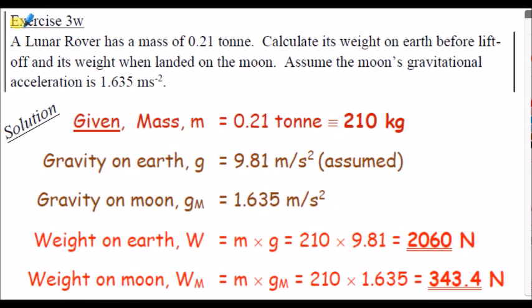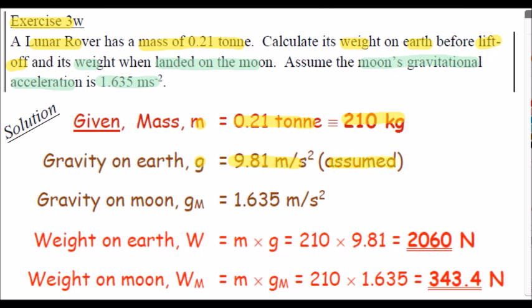Exercise 3 is our lunar rover. Initially had a mass of 0.21 tons. We've got to calculate its weight on Earth before liftoff, and then the weight when it's landed on the moon. And we're told that the moon's gravitational acceleration is 1.635 meters per second squared. So extracting information from the question, the mass M is 0.21 tons. Don't forget there's 1,000 kilograms in 1 ton, so multiplying 0.21 tons by 1,000, we have 210 kilograms as our mass. The Earth's gravitational acceleration is 9.81 meters per second squared. We always assume that unless told otherwise.